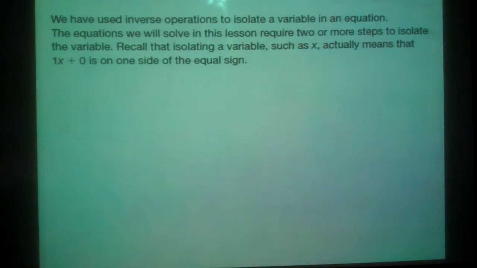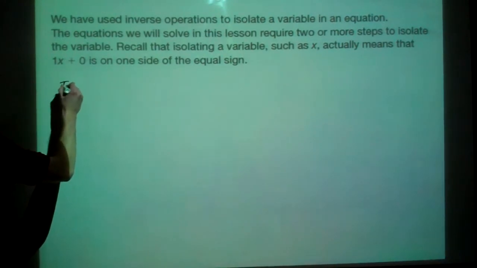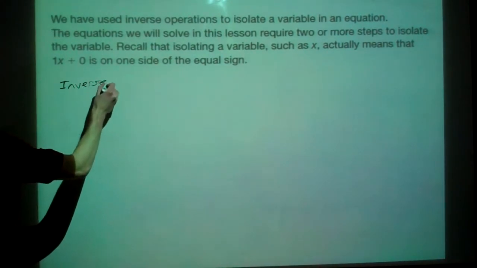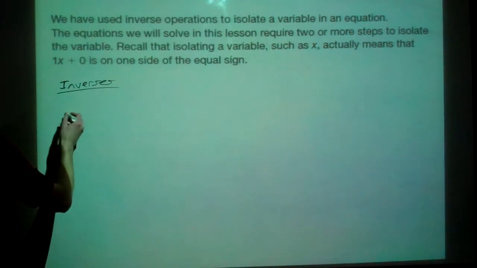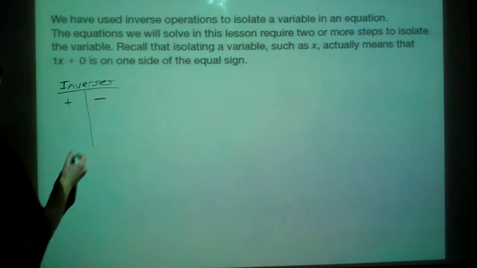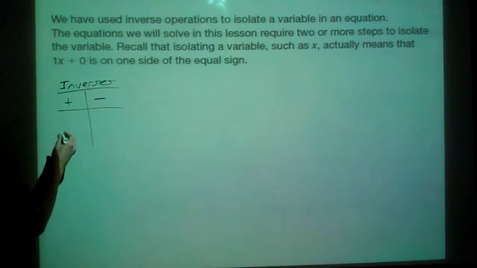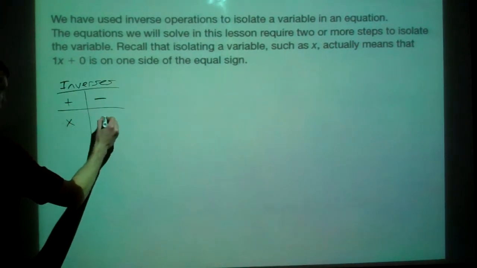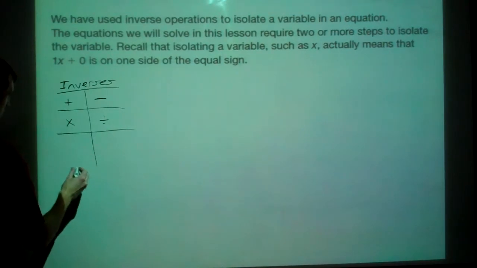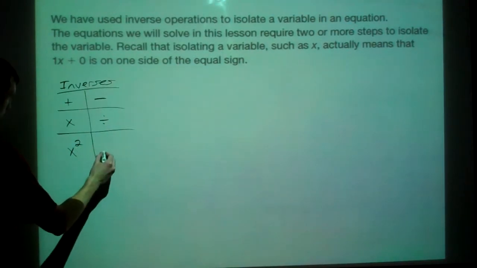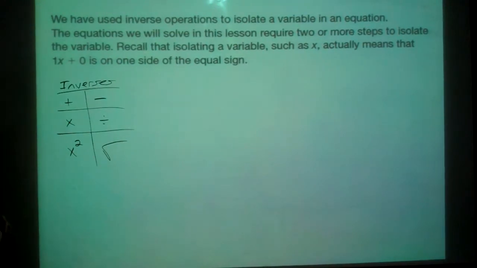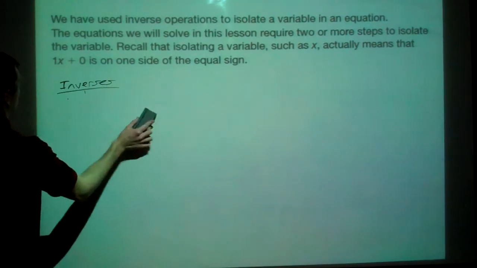So basically what we've done in order to solve for any sort of variable is we've used inverse operations to isolate a variable in an equation. And remember that the inverses are the things that undo a process. So let's say we're adding. Subtraction would be the inverse. If we were multiplying, division would be the inverse. If we had something squared, square root would be the inverse. That type of thing. Alright? So it helps us isolate variables is what we're looking at. Okay?